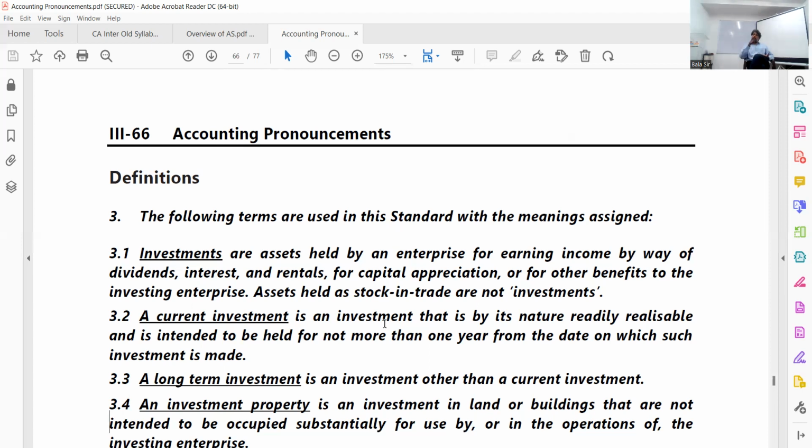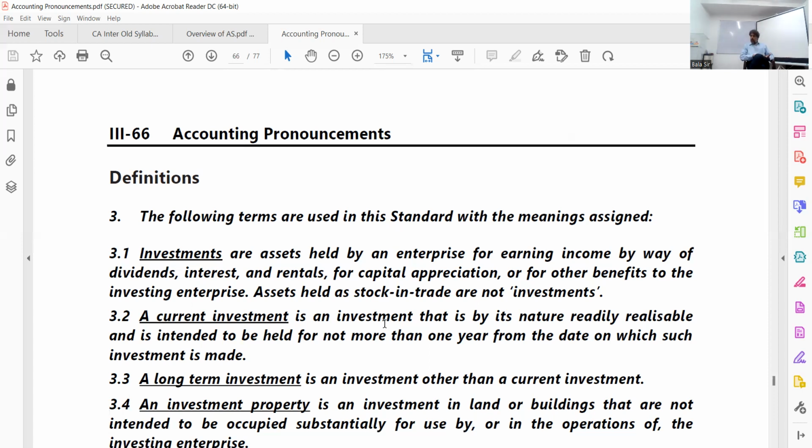Okay, readily, that means what? They have a market. You can't say I bought shares in an unlisted company and say, oh, it is current investment, unless it is readily realizable. See, you are buying shares in a listed entity, it is readily realizable. Anytime you can sell those shares and walk away.